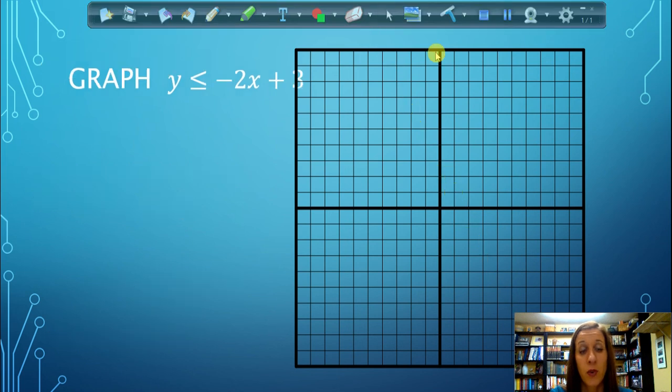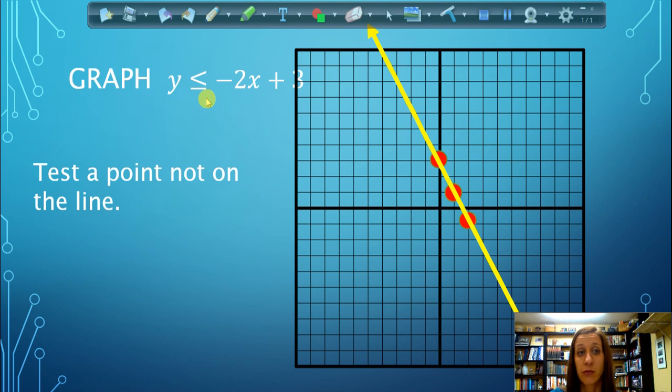Okay, so we're going to graph y is less than or equal to negative 2x plus 3. So we're going to start at 3. We're going to go down 2 over 1. I just wanted you to see another one that has a negative slope. And we're going to connect it with a solid line because we have the equal to. So if it has the equal to bar, solid line. No equal to bar, dashed line.